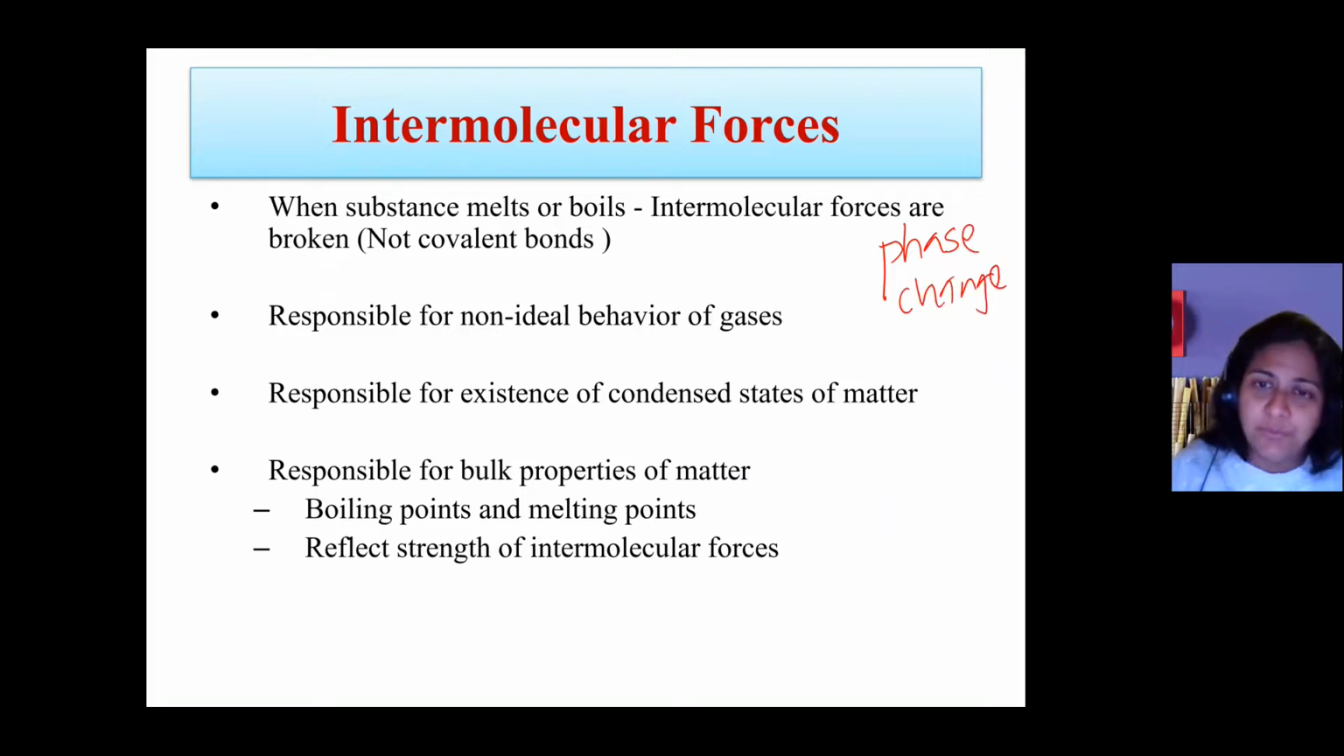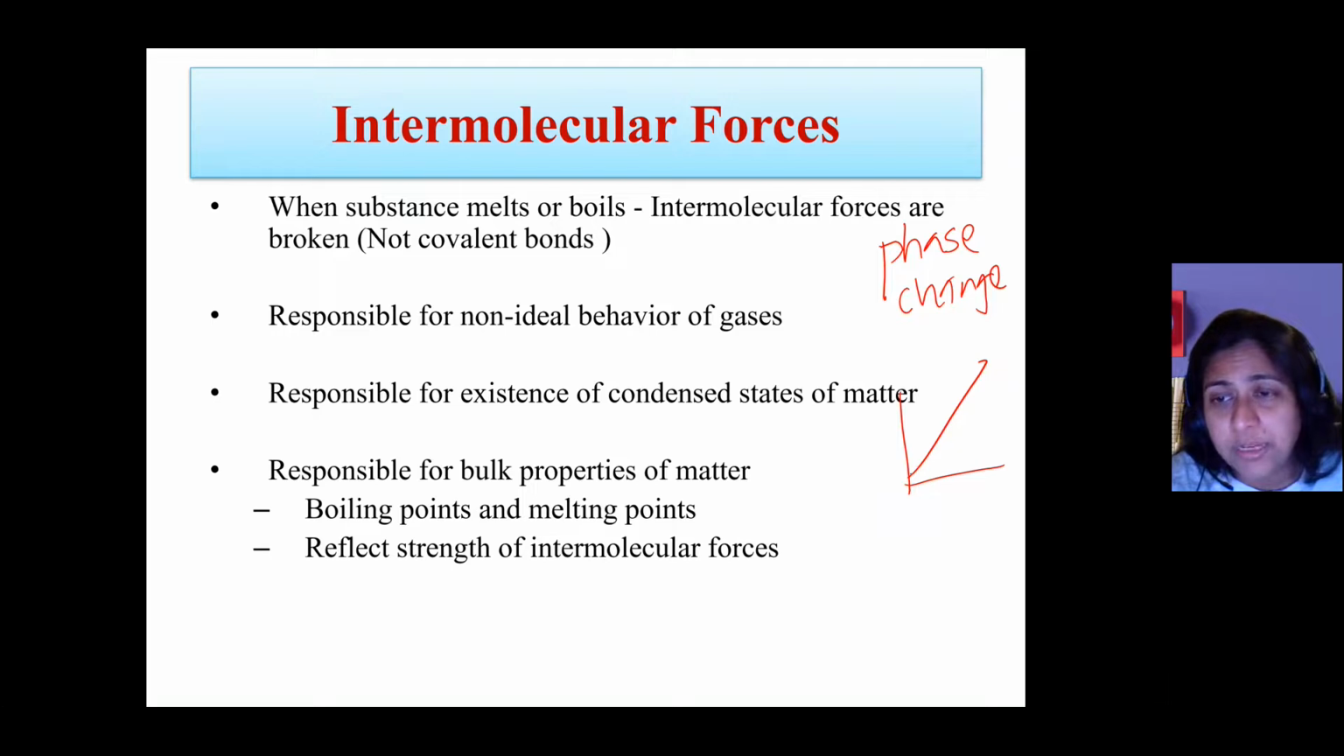Also, they are responsible for the non-ideal behavior of gas. If we look at this, if it's ideal, it must be a linear curve. But when it is non-ideal, it will have a curvy behavior. Who is responsible for that? Yes, the intermolecular forces. How strongly these molecules are attaching or attracting together. And they are also responsible for the condensed states of matter.